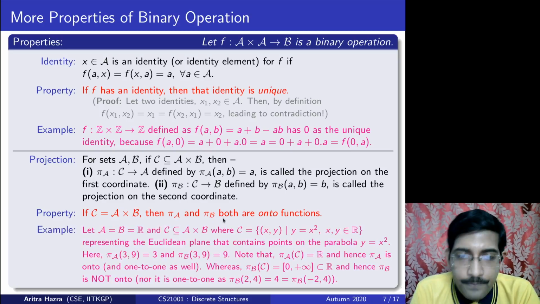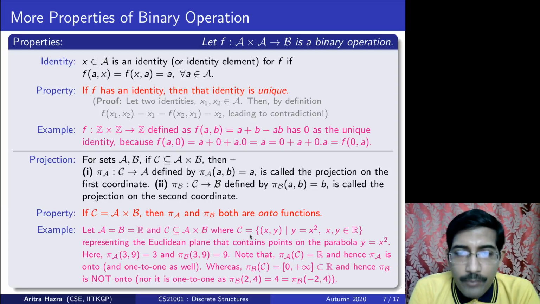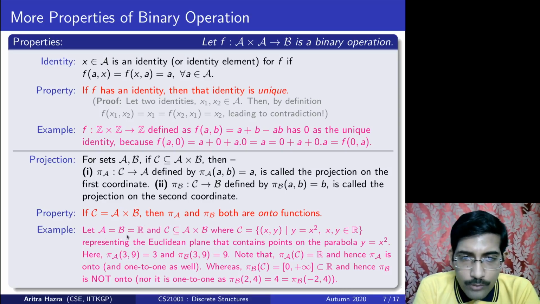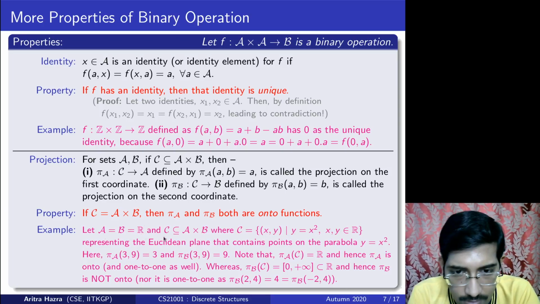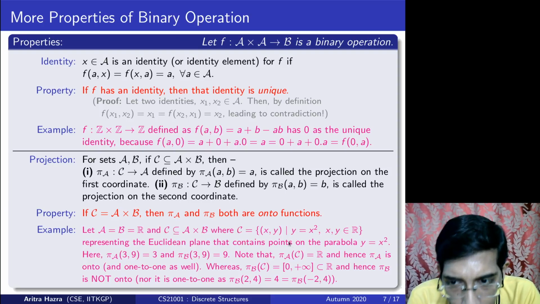Now an example: let's say I took a parabola in the Euclidean plane, where my points are (x, y) and the parabola is y equals x squared. I took the points from the set of reals and constructed a subset, and the subset is only the points on that parabola.